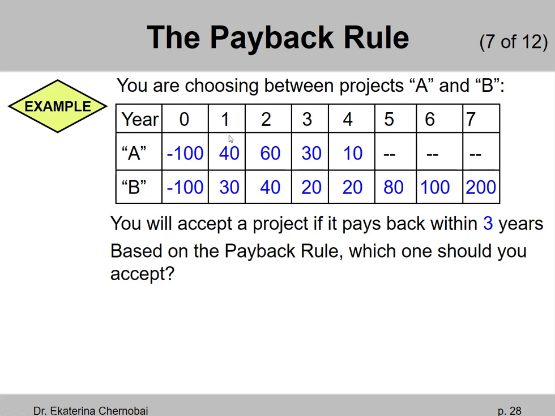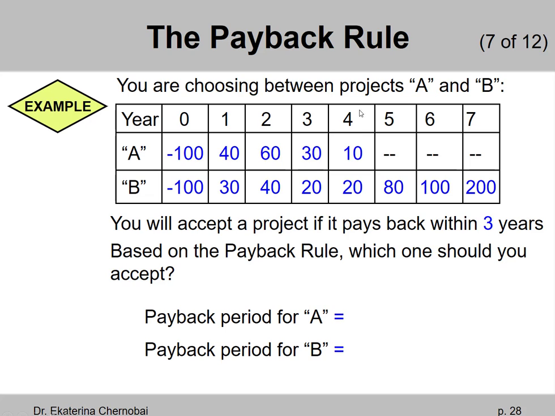Project A will generate $40 in 1 year, $60 in 2 years, $30 in 3 years, and $10 in year 4. For project B, we invest $100 today. Then we receive $30 in 1 year, $40 in 2 years, $20 in 3 years, $20 again in 4 years, $80 in 5 years, $100 in 6 years, and $200 in 7 years.